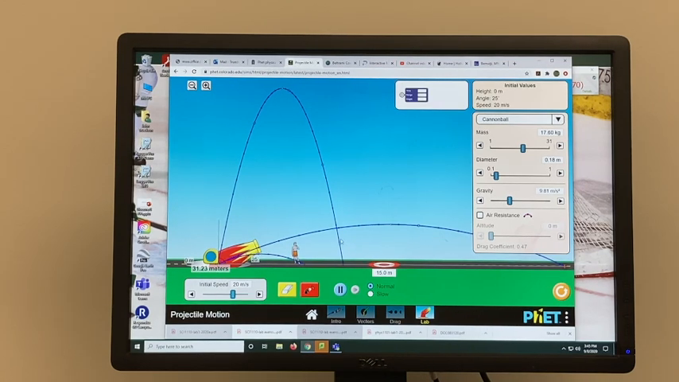Now, an interesting thing here is, if we look at this angle, 25 degrees, and try doing it at 90 minus 25, which would be 65 degrees, and fire it, we can see where it ends up going. And it ends up going to exactly the same spot.